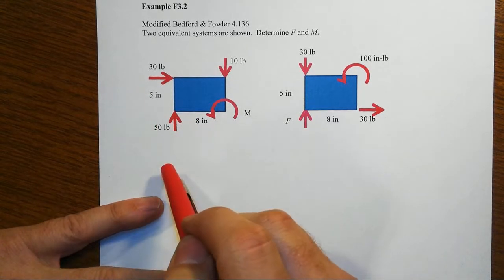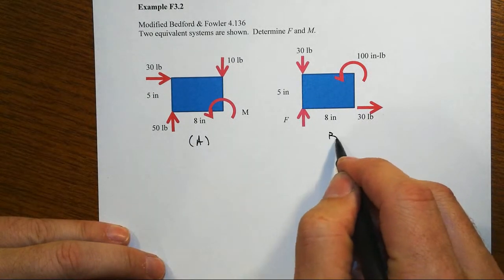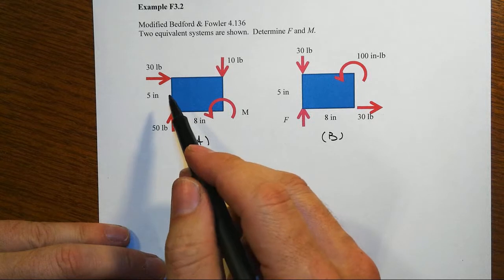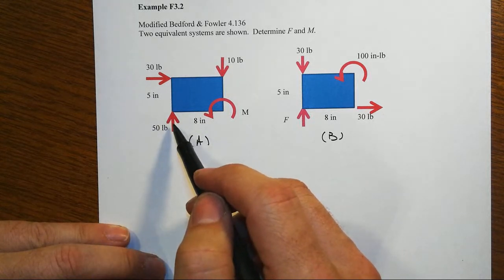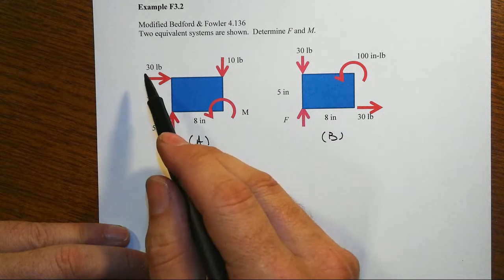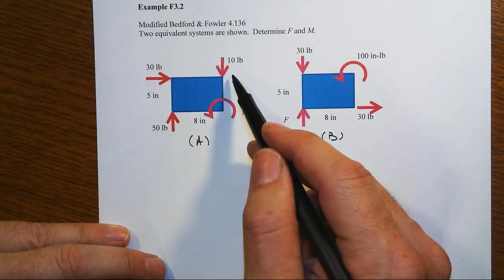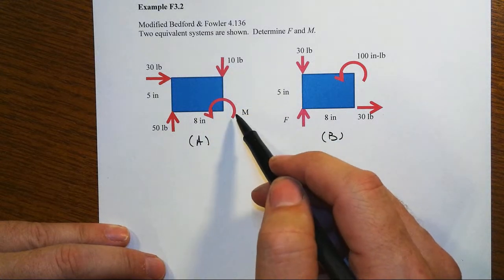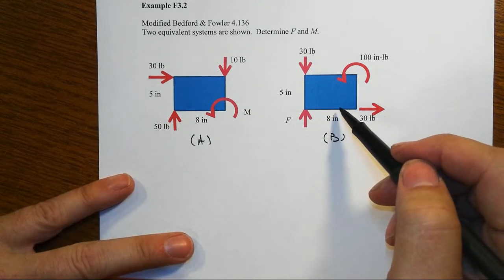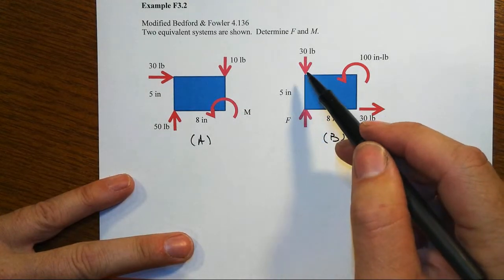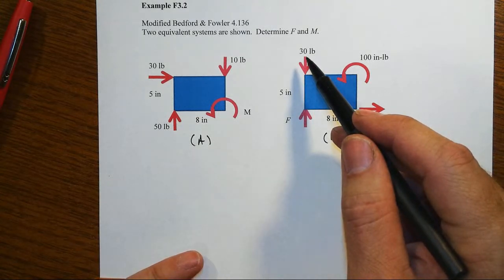Notice on the block on the left, let's call that system A, and then we'll call the other one system B, that both blocks are 5 inches by 8 inches. We've got a 50-pound force at the lower left corner acting up, a 30-pound force at the upper left acting to the right, a 10-pound force at the upper right corner acting down, and then a couple applied here at the lower right corner. Situation is sort of similar over on the left. The number of forces and their magnitudes are changing, and the moment changes as well.